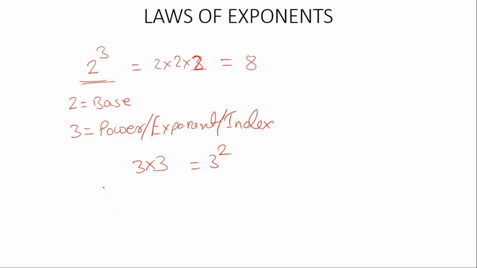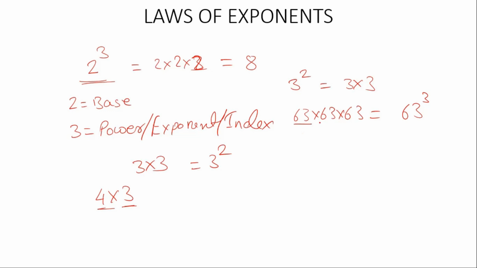Now let us take one more example. If we have 4 into 3, here you can see the bases are different, so we cannot write any power in this term. One more example, suppose we have 3 to the power 2. What we can write? 3 into 3. Same way, if we have 63 into 63 into 63, then we can write it as 63 to the power 3. We must ensure the base must be the same to convert it into exponential form.